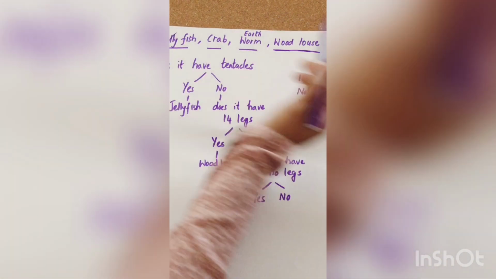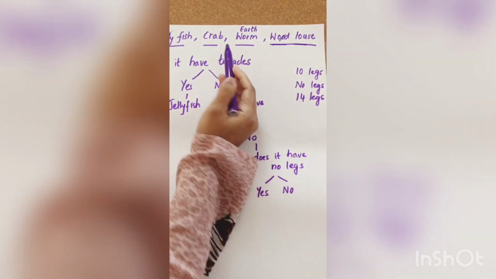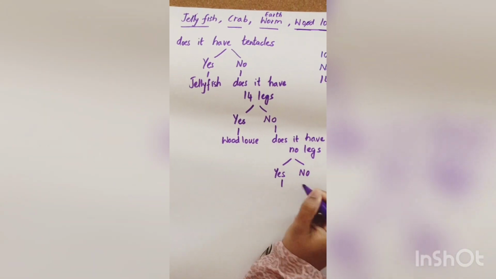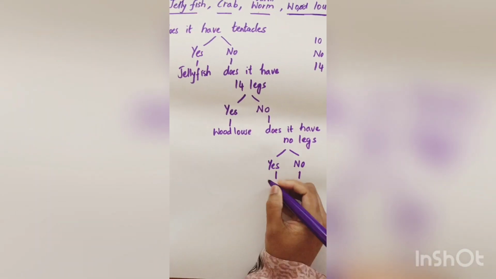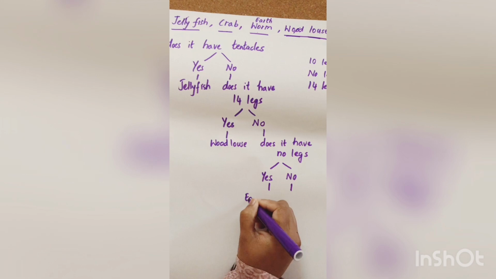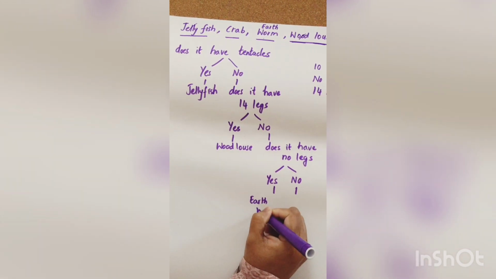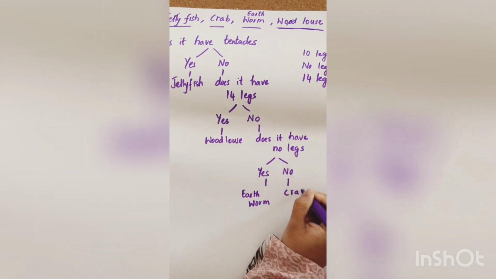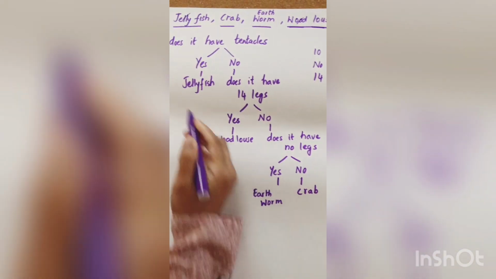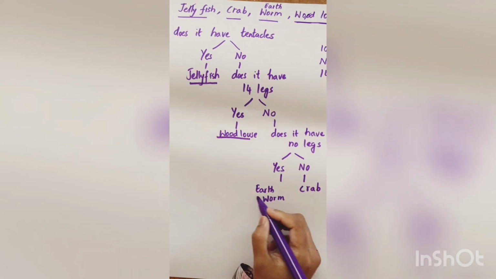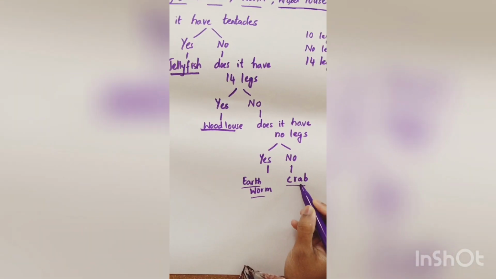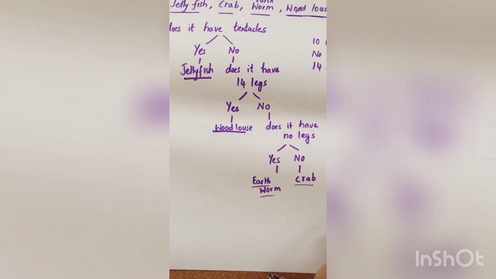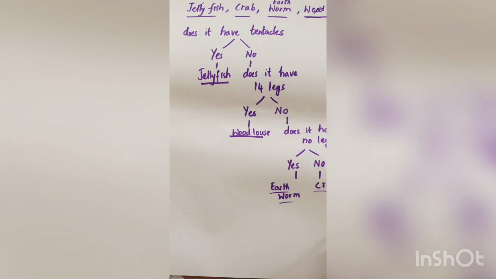We are done with jellyfish. We are done with woodlouse. Now earthworm and crab. Crab has legs, right? So you cannot write under yes, so you will write here earthworm. And here crab. So that's it. So you are done with the 4 animals. You don't have to make one more key for crab, because again there will be no coming and you need to make another key, and we don't have any animal left.